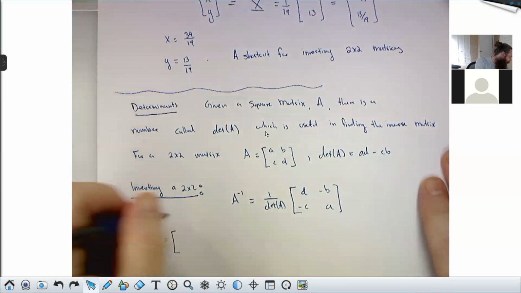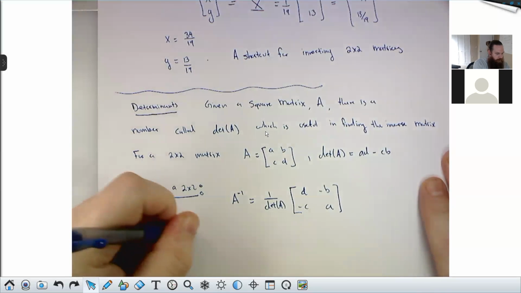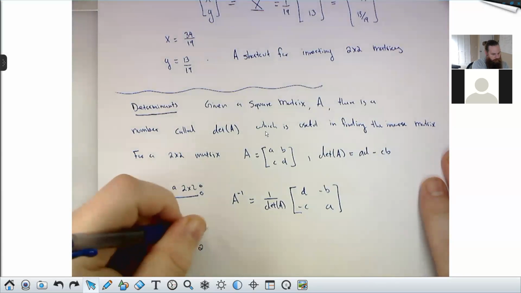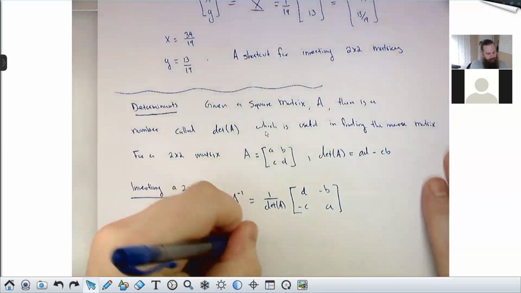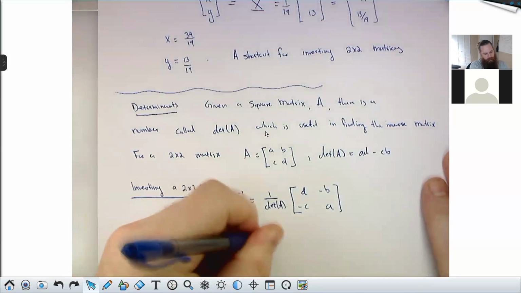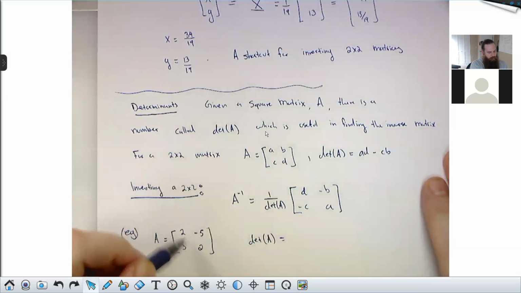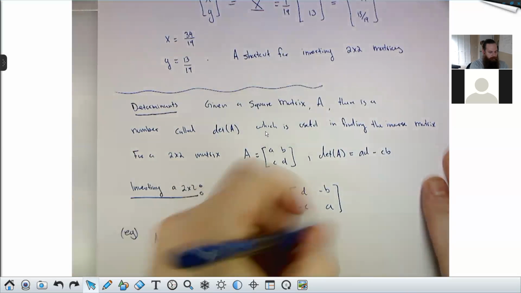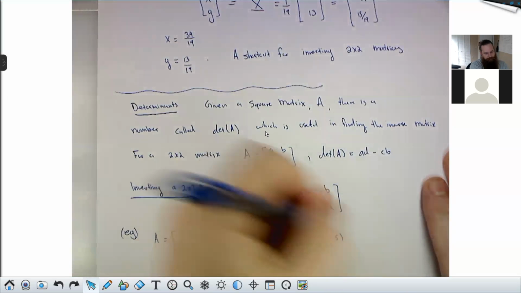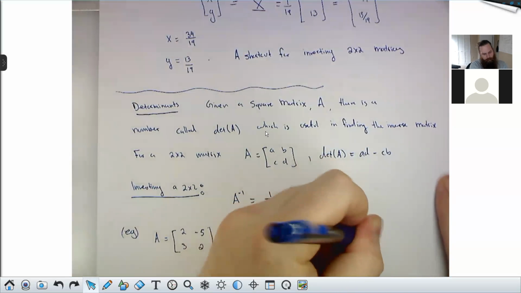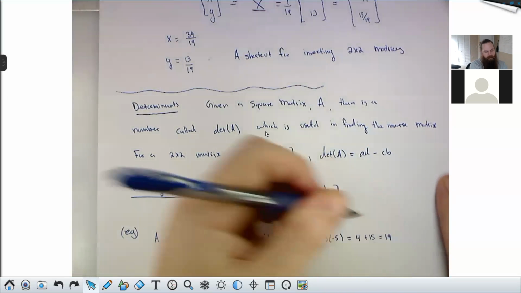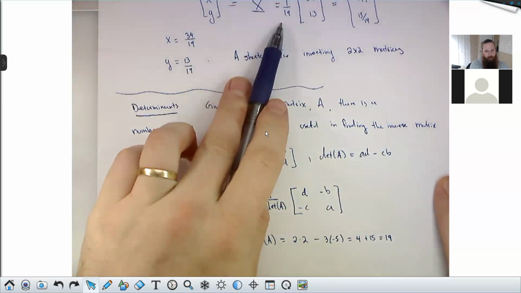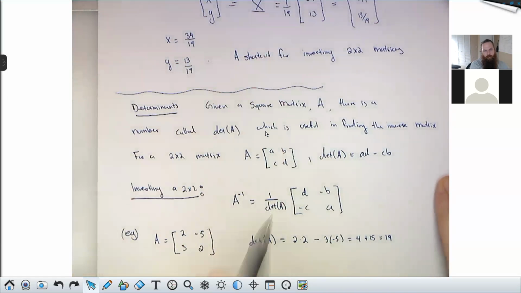So the matrix A from the last problem was 2, -5, 3, 2. The determinant of that matrix is 2 times 2 minus 3 times -5, which is 4 plus 15, which is 19. That's why we had all those 1 over 19s. That's where this came from. It's really this, the 1 over the determinant of A.